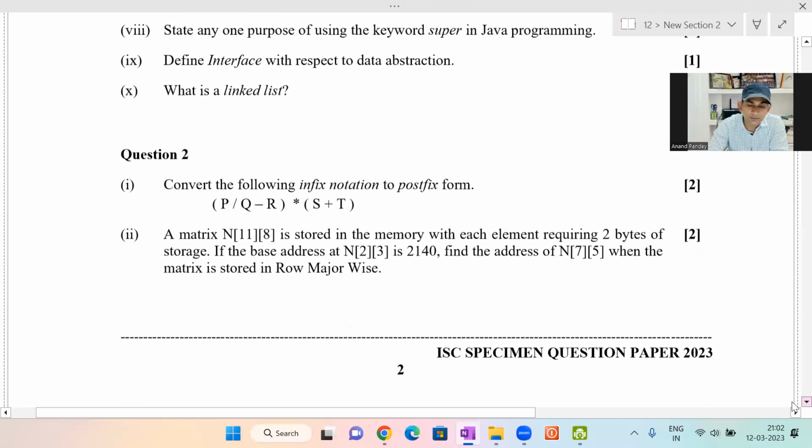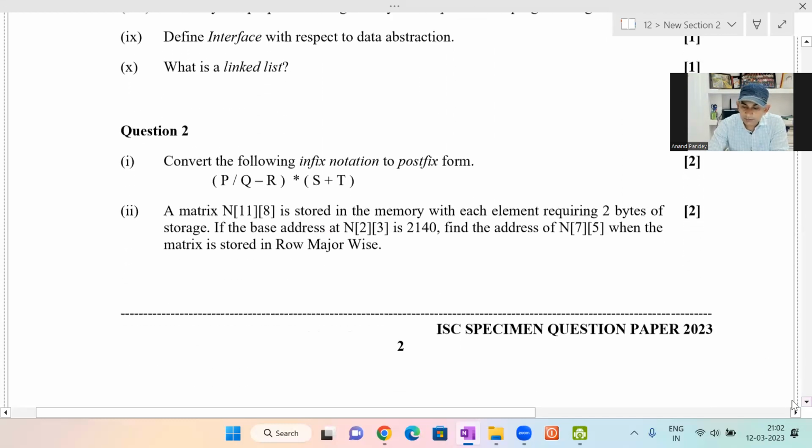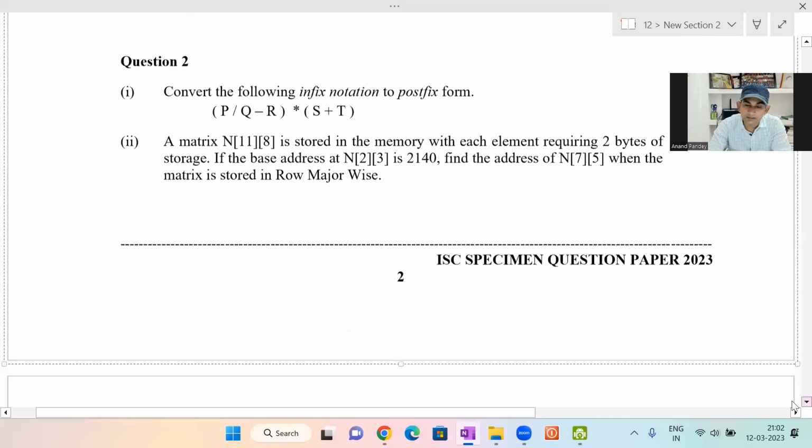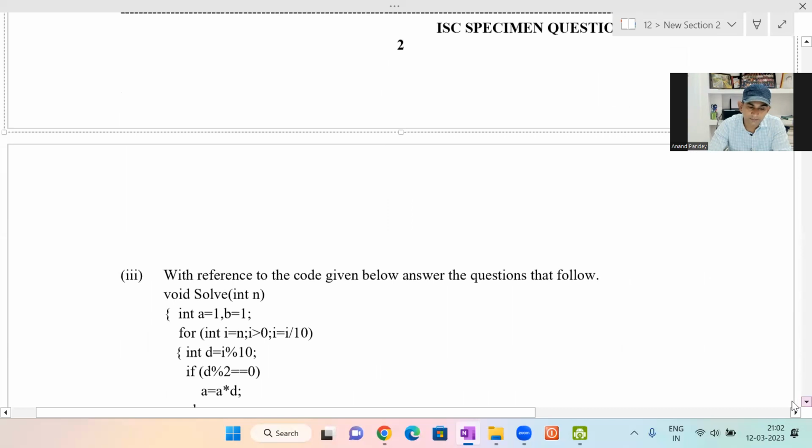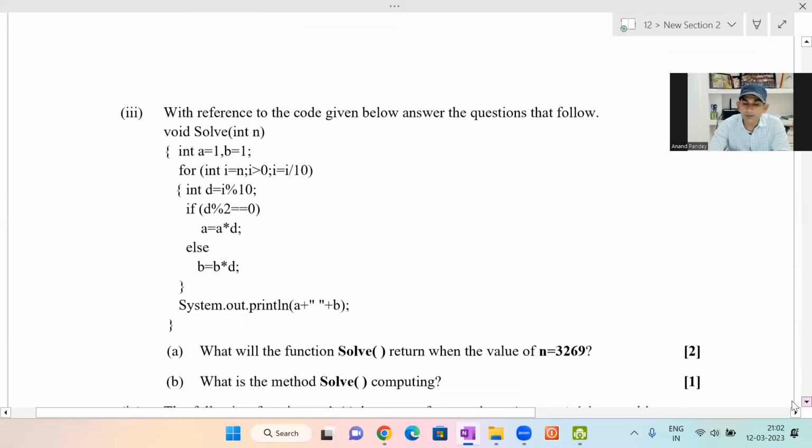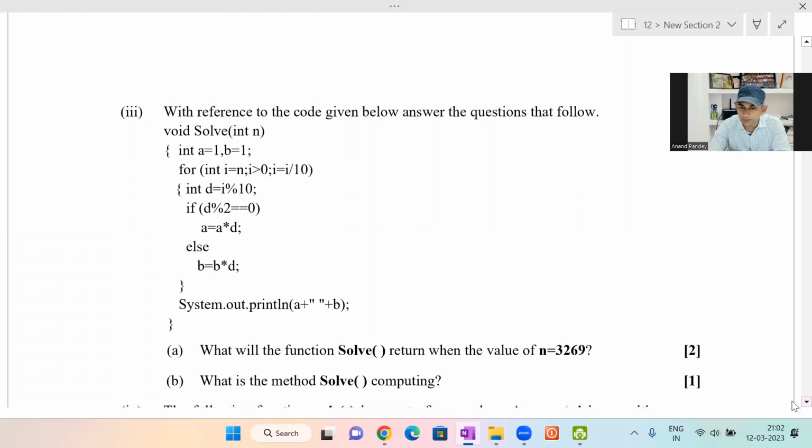Now question number 2 will have 4 questions. You can see the first question and second question are each of 2 marks, and there will be 2 questions of output. One question of output will be of loop, a simple loop, if else, whatever. So there will be 2 questions of output, question number 3 and question number 4.